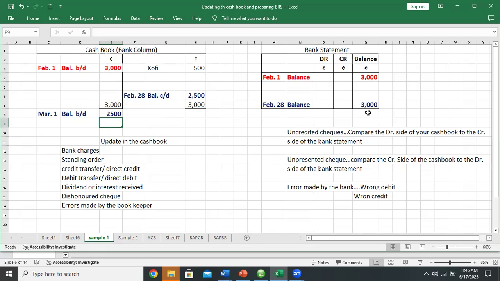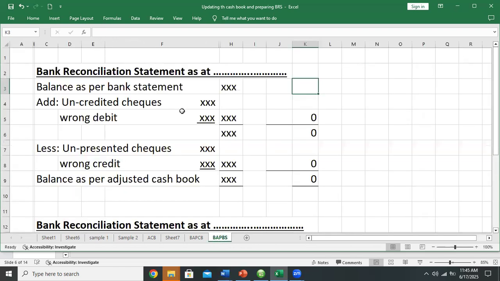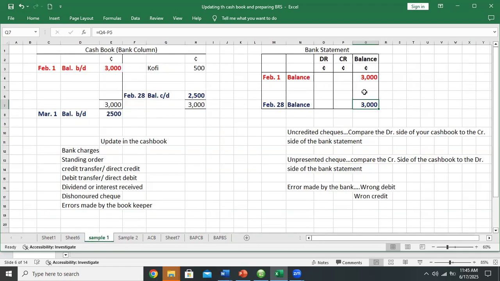But if you decide to use the balance on the bank statement, then you would have to do what? Less the unpresented check. That is why if we use the balance per the bank statement, we less unpresented check. Because it's only when you less the unpresented check 500 that the balance will come to 2,500, equaling the 2,500 here. Okay, so that is the understanding behind why we are adding and lessening.